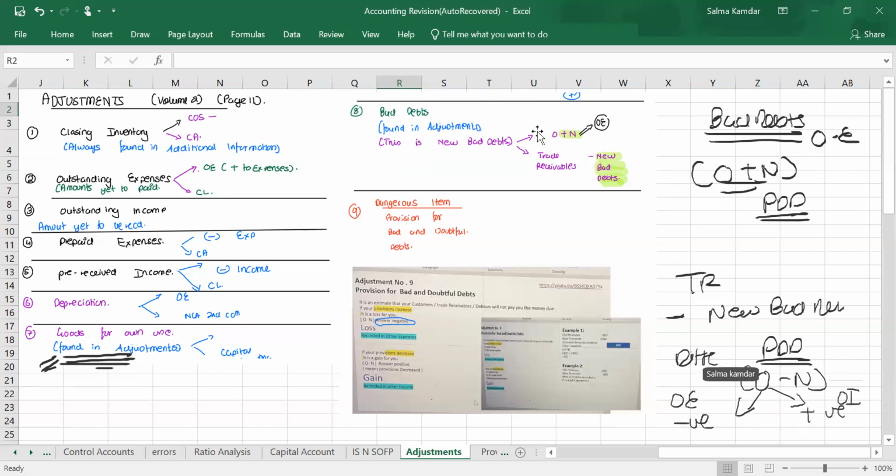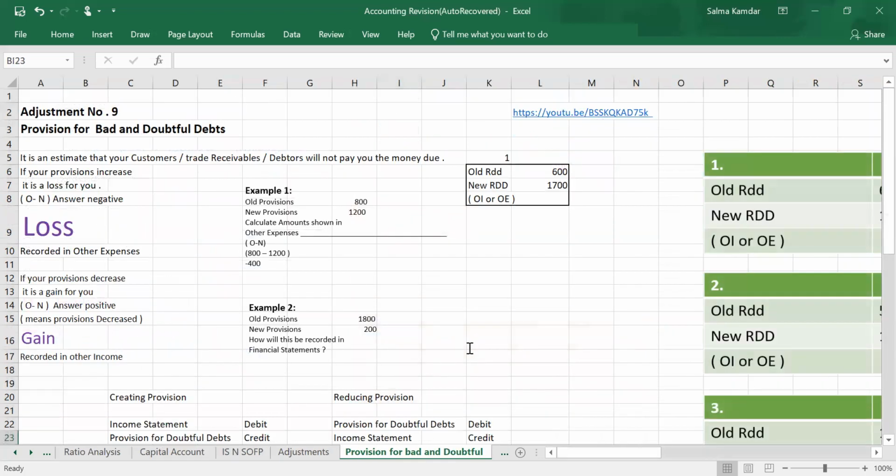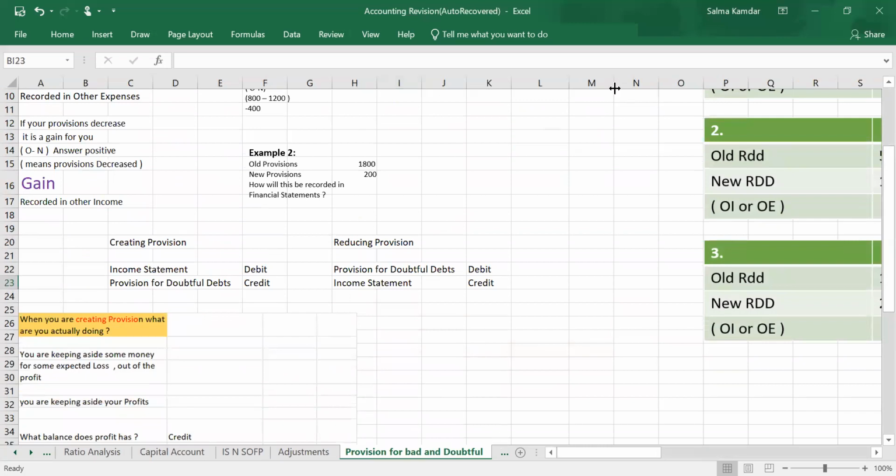From the trade receivables, you will subtract the new bad debts and the new RDD. You will get the amount that is shown in the balance sheet. I'm pretty sure the income statement and balance sheet with adjustments is clear. Even the provision for doubtful debts is clear.